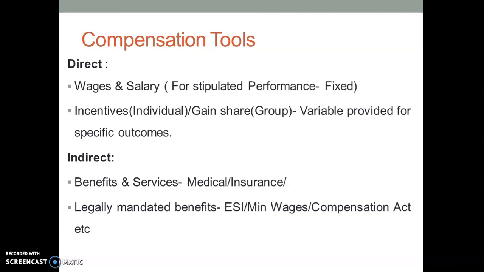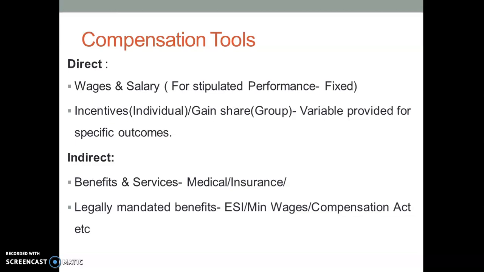So how do we pay? The first dimensions available to compensation payment tools are direct and indirect. Direct is where we are compensating the individual in monetary terms, and within which we have two further divisions. One is wages and salary.